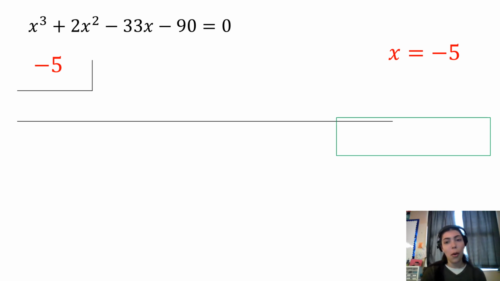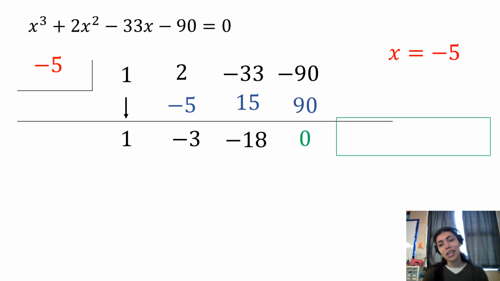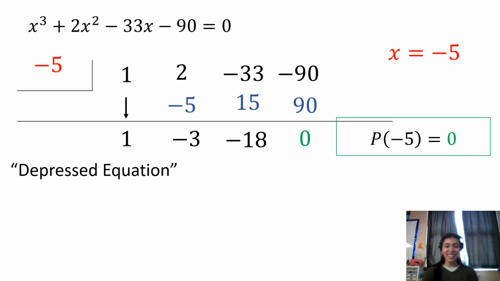Okay, so we take negative 5 and we plug it in, and then we do synthetic division, and that's how we got 0. Hopefully you see how we got 0. We skipped a few steps there. But what's our depressed equation? It's x squared minus 3x minus 18. Yeah, I agree with that.